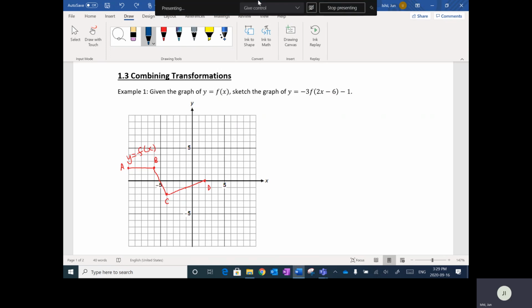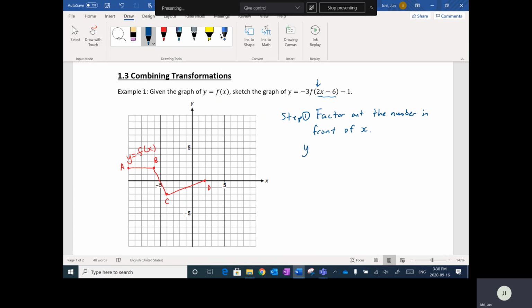All right, so when we're doing these combined transformations, step one is to always factor out the number in front of x. Here, inside the brackets, you see f of 2x minus 6. Before we start interpreting this transformation, we first need to factor that number out of the expression 2x minus 6.